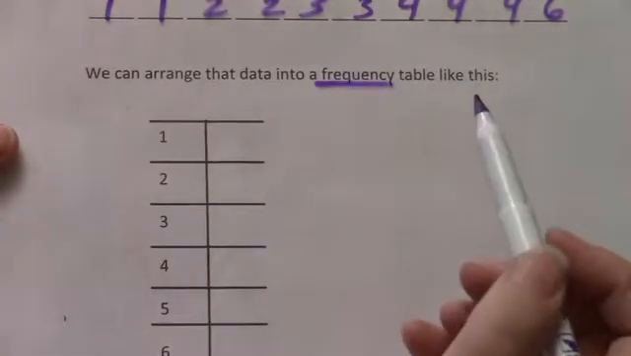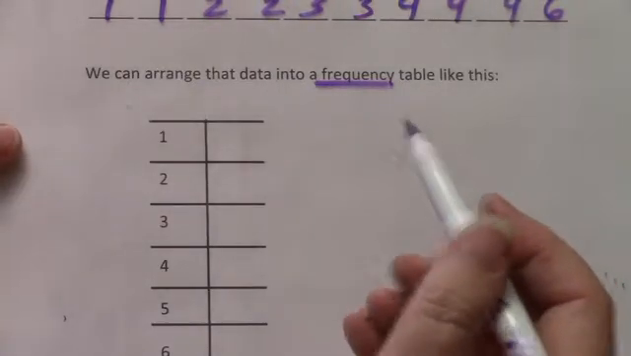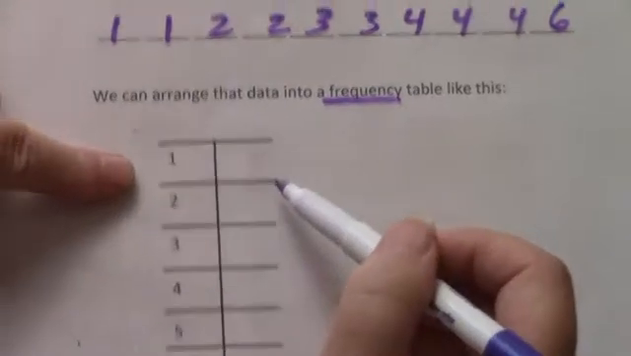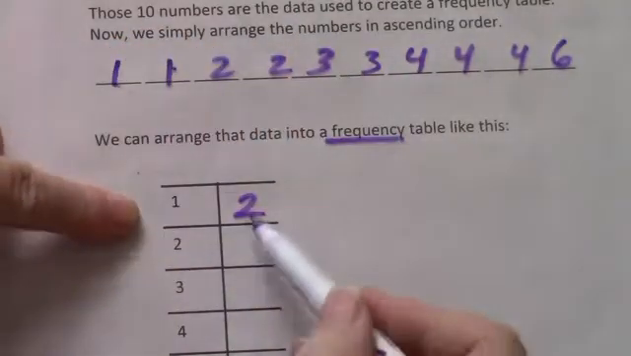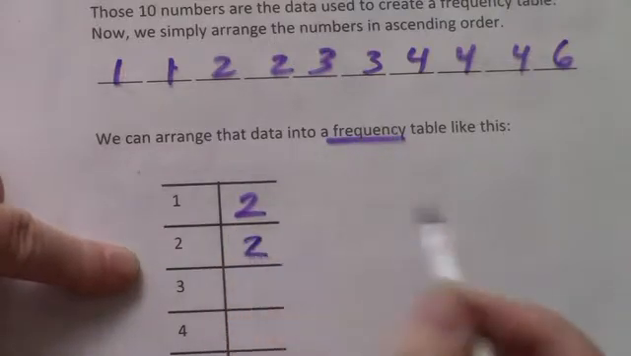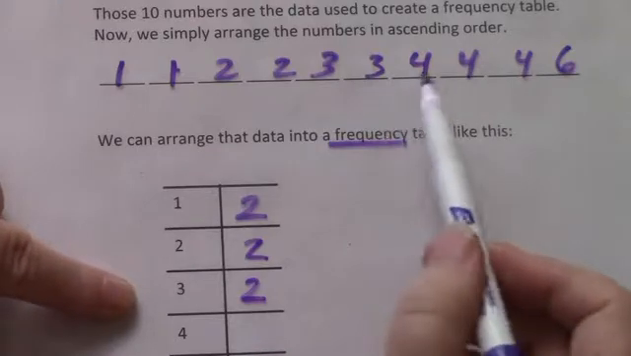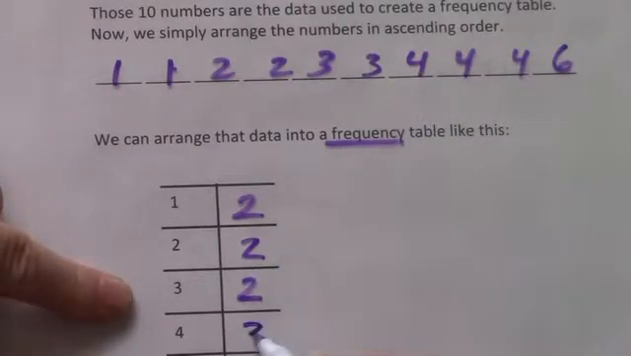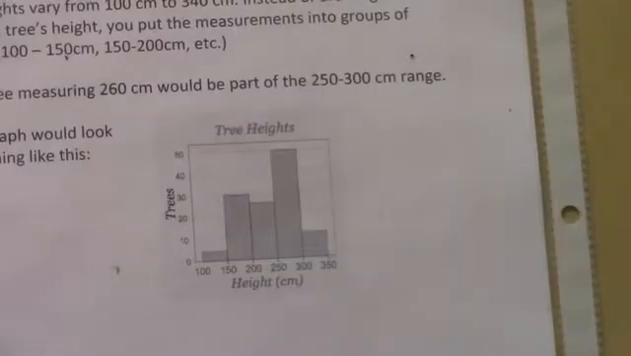Frequency is talking about how many times, how frequent something is, how many times something happens. How many times did I roll a 1? 2 times. How many times did I roll a 2? Also 2 times. How many times did I roll a 3? 2 times. How many times did I roll a 4? 3 times. How many times for 5? 0. And I rolled a 6 1 time. That's a frequency table.